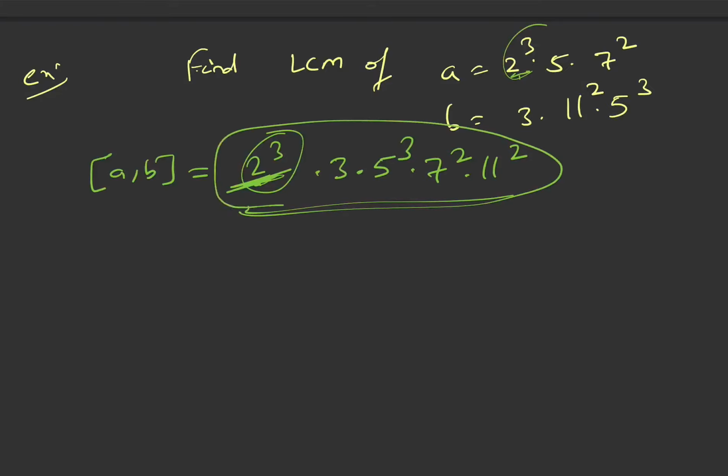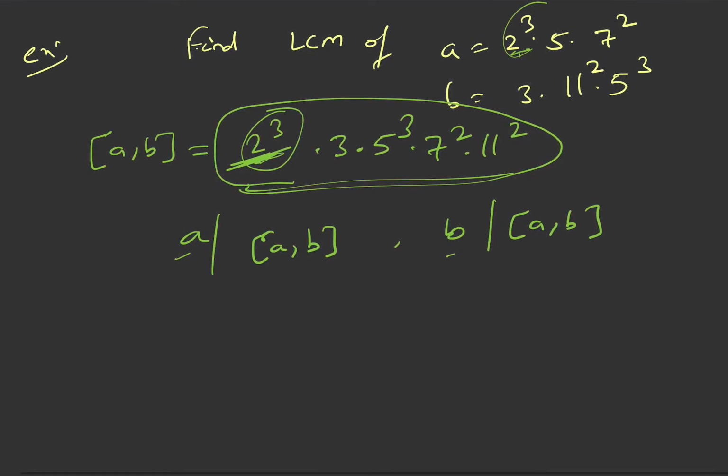So this number is a multiple of both A and B, that is A divides LCM of A and B, and B divides LCM of A and B, right? A and B are factors of the LCM, and this is the least such possible number, such that A and B are factors of LCM.